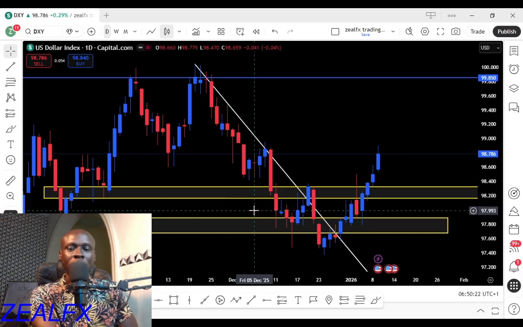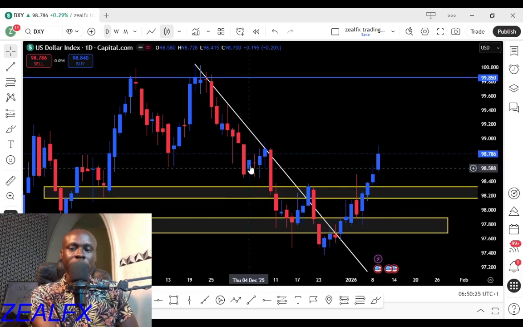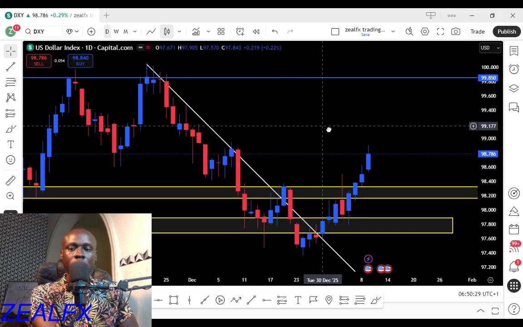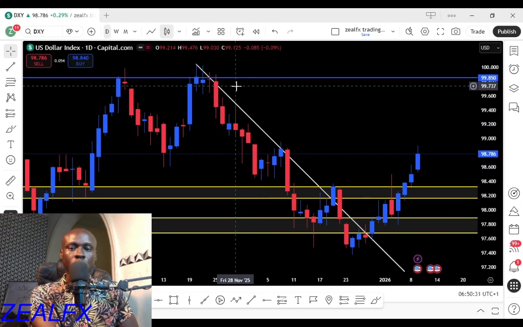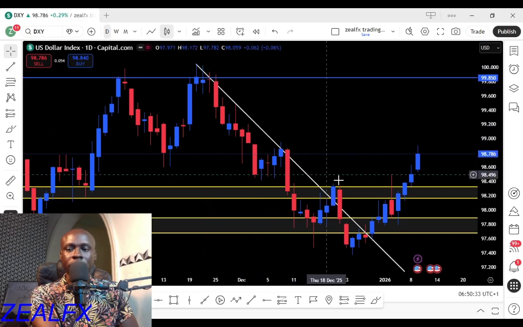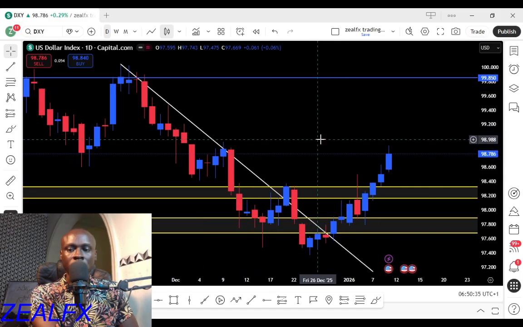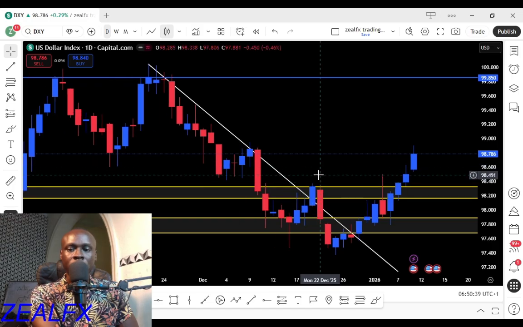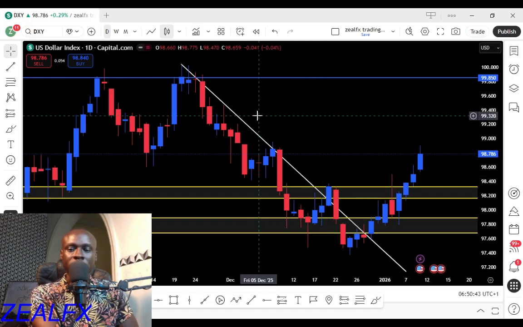So we're starting our analysis with the DSY on the daily chart. DSY on the daily chart broke out of our major trend line, which is this trend line. Then you can also see that price has closed above a lower high level of an inner structure on the DSY on the daily chart.